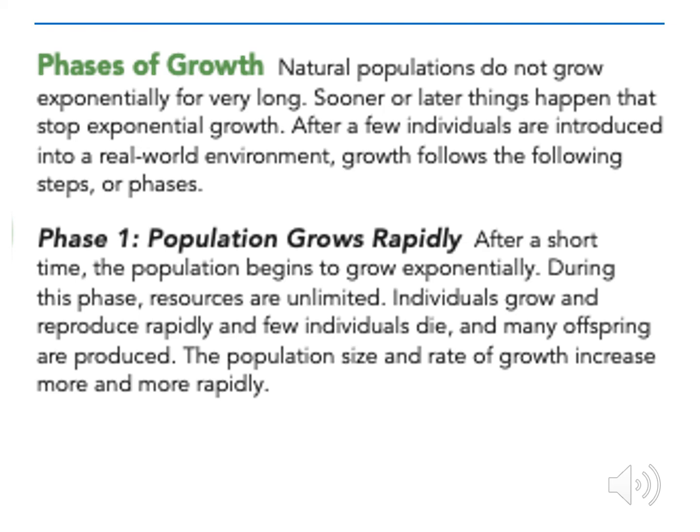During this phase, resources are unlimited. Individuals grow and reproduce rapidly, few individuals die, and many offspring are produced. The population size and rate of growth increase more and more rapidly. See the next slide for a graph.